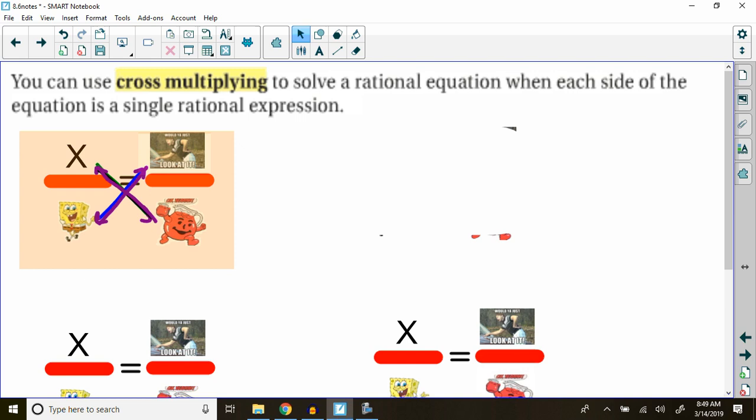We don't want an x over SpongeBob, so we want SpongeBob out of there, right? So where's SpongeBob going to go? Up to the Would You Just Look At It guy, right? Okay, so SpongeBob's going to slide up here. So we could say then that x equals Would You Just Look At It times SpongeBob over Kool-Aid Man. Does that make sense? Okay, so that's if we solve that particular thing for x.